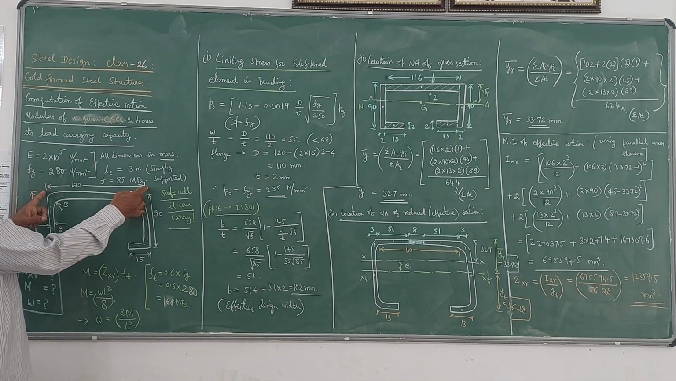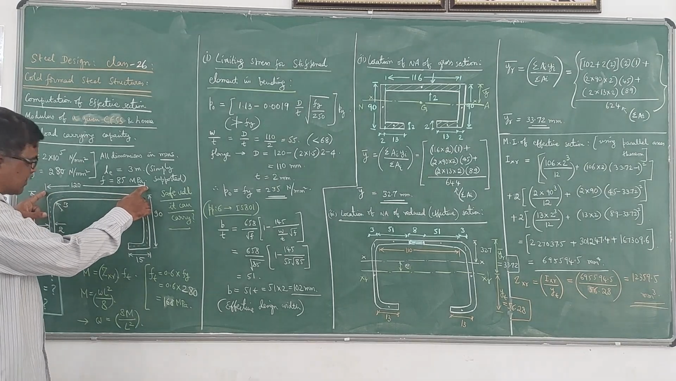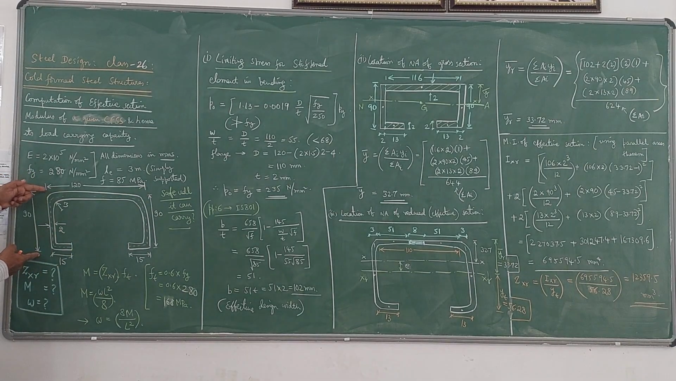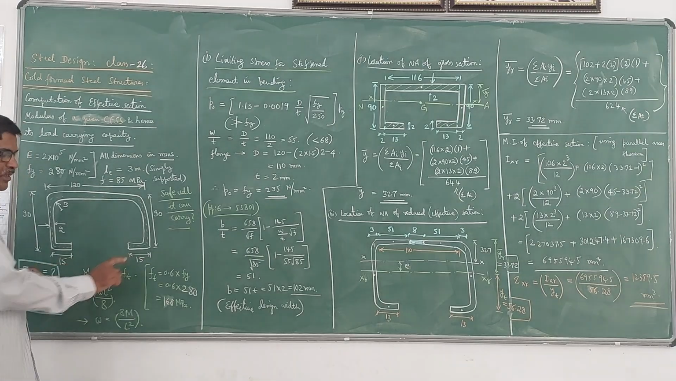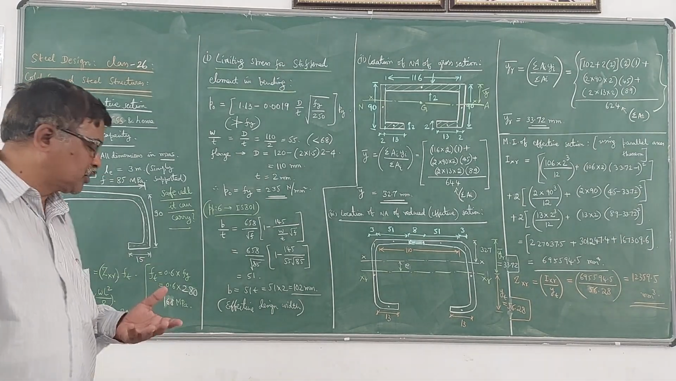This is the flange. You can say 120 mm is the overall width. 90 mm is the depth of the web portion on both sides. 15 mm is the overall width of the lip portion.